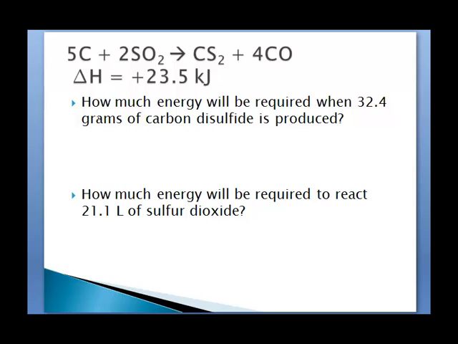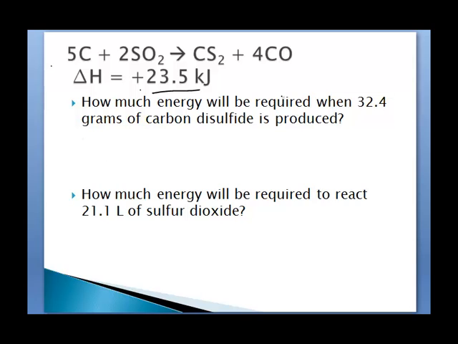Okay, so now we have the reaction given, and it says delta H is equal to positive 23.5 kilojoules. Now we know that's going to be endothermic because our H value is positive, so if we were writing this in the reaction, we would actually write the 23.5 kilojoules as a reactant. But I'm not going to put that there because I want to keep this somewhat neat.